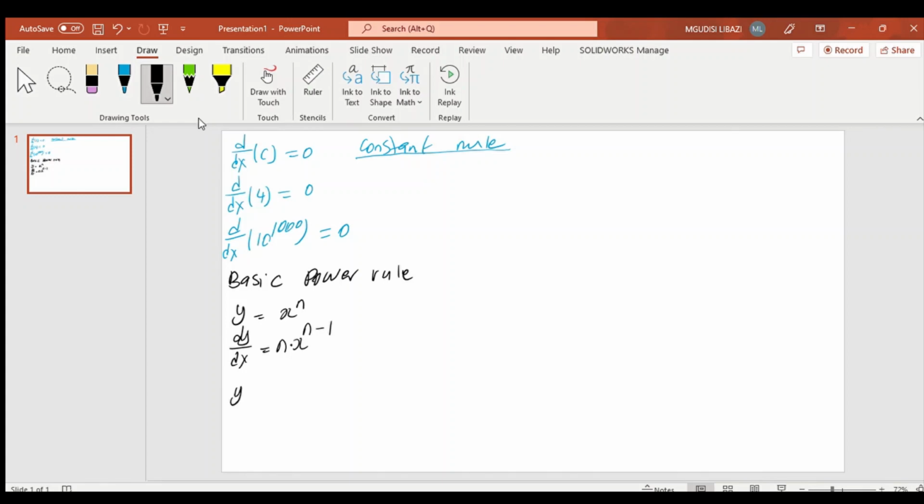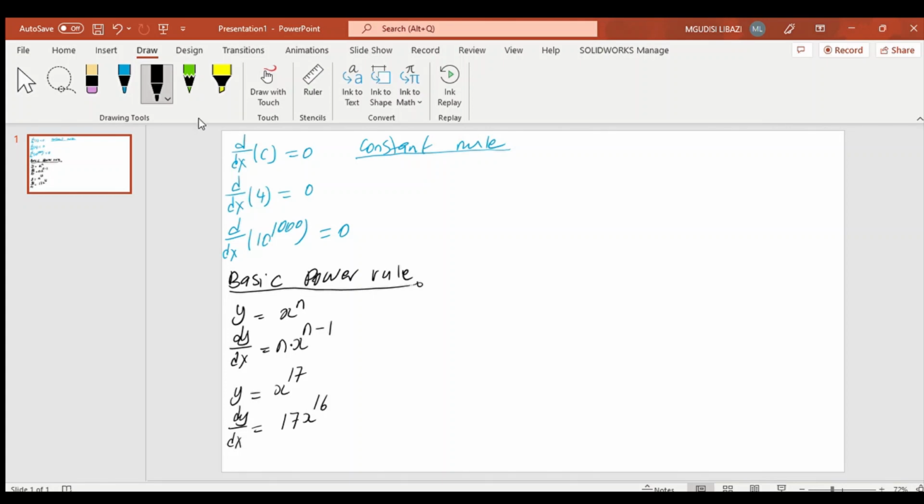Let's do another example. If we're given y is equal to x raised to 17, when we derive that one, dy over dx is equal to 17x raised to 16, because we multiply by the 17, which is the exponent, and then we subtract 1 from the exponent. That's all about the basic power rule.